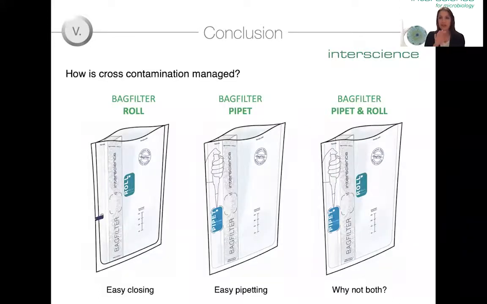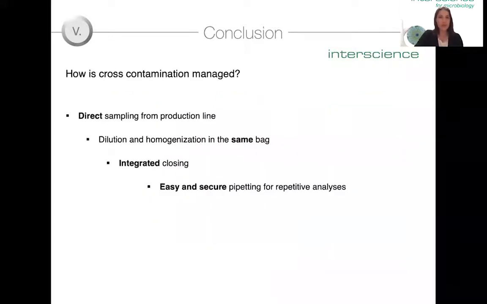So here are the three models that we have. You saw them in the video. So we have the bag filter roll. This one just has the sticker for the watertight closure on top. The bag filter pipette. This one just has the access to the filtrate, the easy access. And then the bag filter pipette and roll, which has both. So to conclude, let's wrap up how correctly using bags and correctly using equipment in your lab will let you manage or decrease this cross-contamination risk.